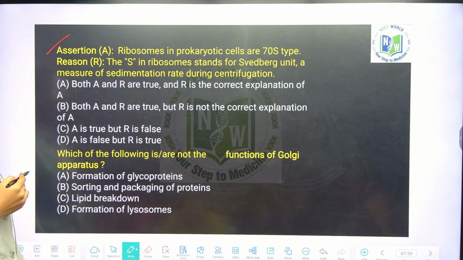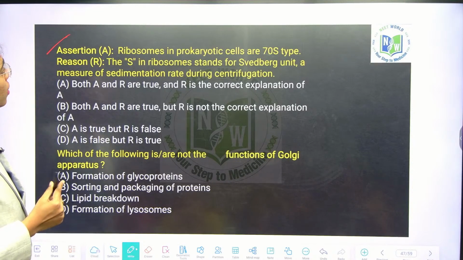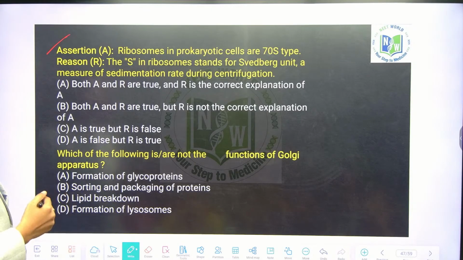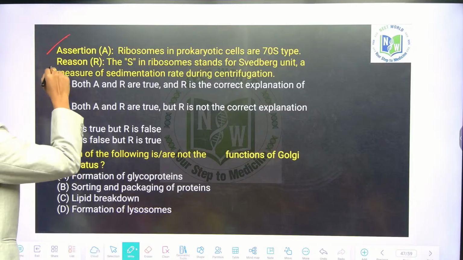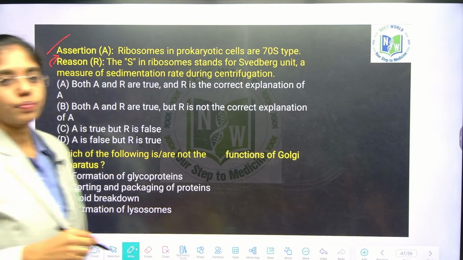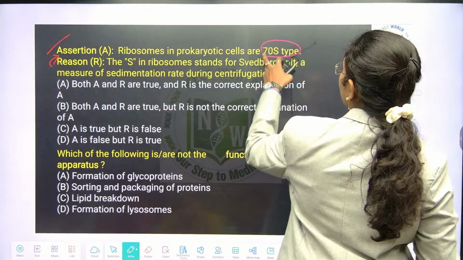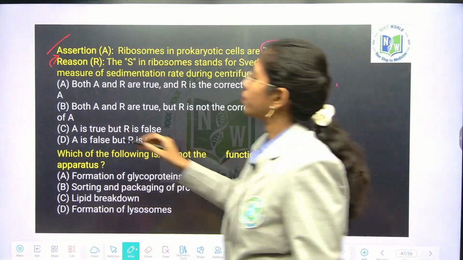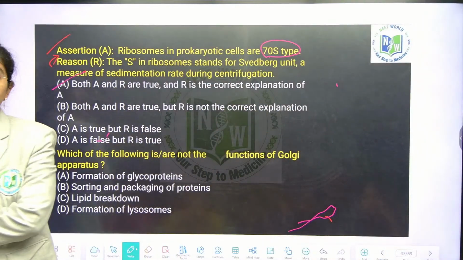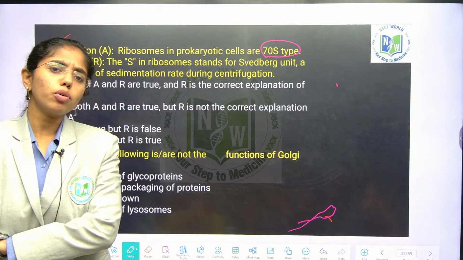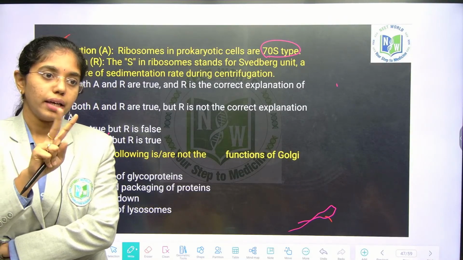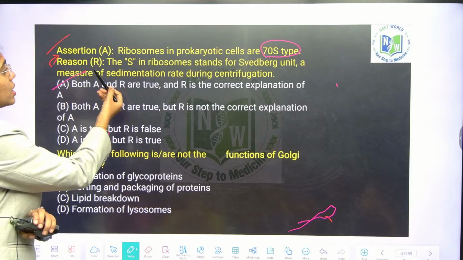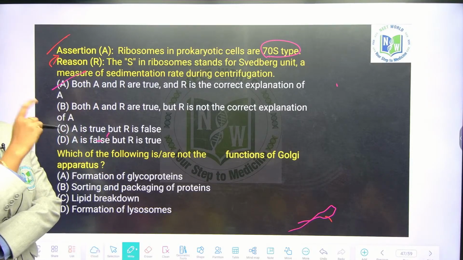Listen. Ribosomes in a prokaryotic cell will have 70S. The S in ribosome stands for Svedberg unit, a measure of sedimentation rate during centrifugation. In the reason, he is explaining about S, and in the assertion about 70S type. So assertion and reason are two statements, and the reason is not the correct explanation of the assertion. Any time statements are given which are unconnected to each other but both are correct, in that case only choose option B. In the rest of the cases, where the reason explains the assertion, choose option 1.